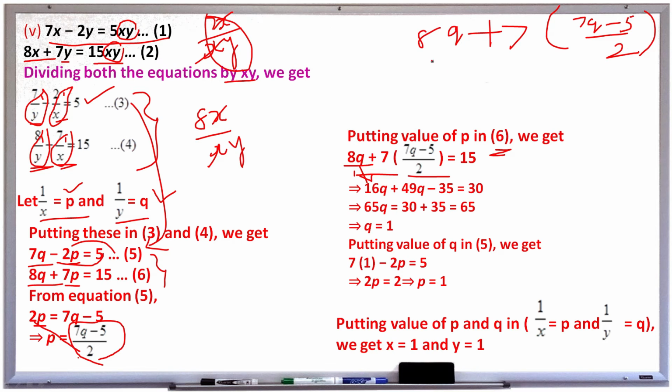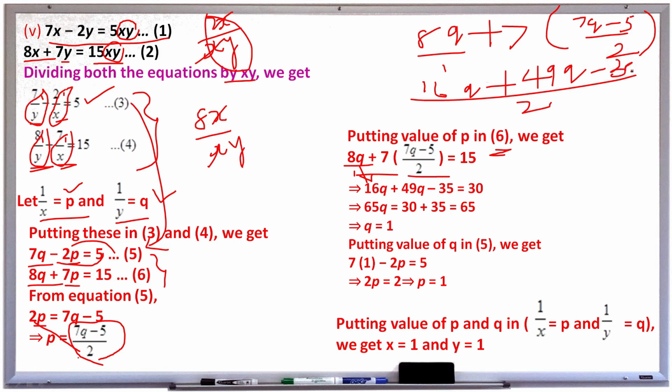Here 2 is common, so we can take 2 as LCM. So the equation will become, 2 is common. So 8 2s are 16q, plus 7 7s are 49q, plus into minus 7 5s are 35.